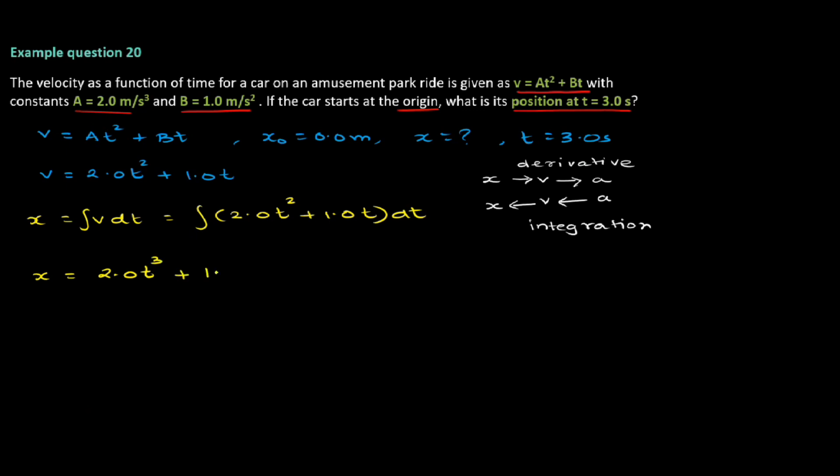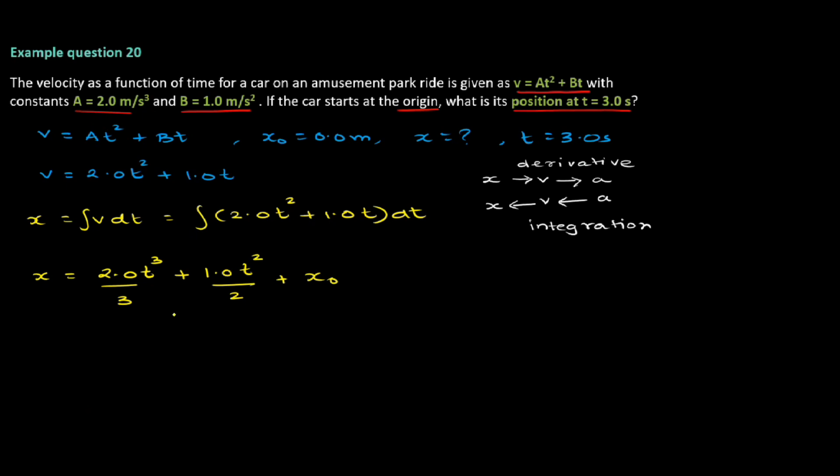For the second term, I will write 1.0. Again, I will increase the power of t by 1, so 1 plus 1 gives me 2. After you increase the power of t by 1, you divide each term by the new power. So I divide the first term by the new power, which is 3, and I divide the second term by the new power, which is 2. So this is the three-step method we do for integration. First, identify the power of t in each term, then increase the power of t by 1, then divide each term by its new power, and then add the constant x0.